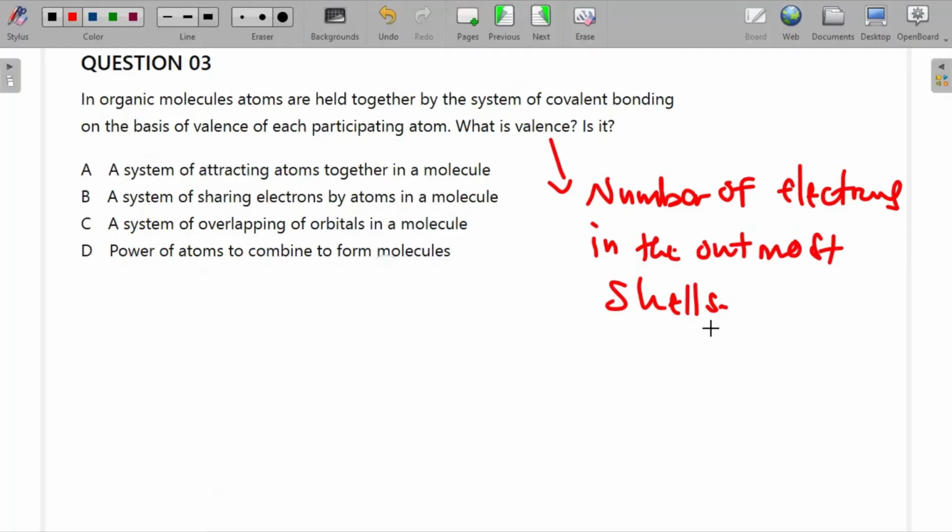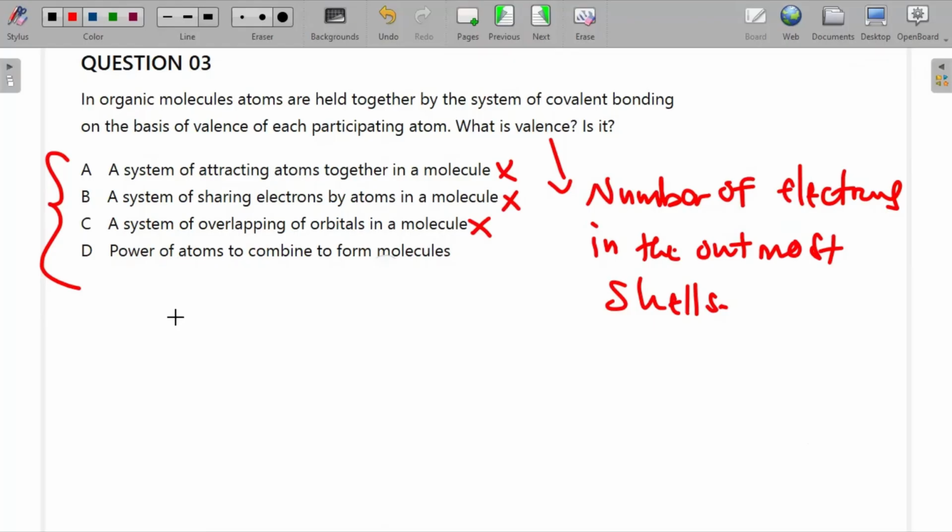When you look at the answers given here, they're saying A is a system of attracting atoms together in a molecule. This one, no, it can't work. B, they're saying a system of sharing electrons by atoms in a molecule. This is just describing a covalent bond, but here they want valence, right? So this one, no. Here they're saying a system of overlapping of orbitals. Again, this is more like describing a bond. So this is not correct.